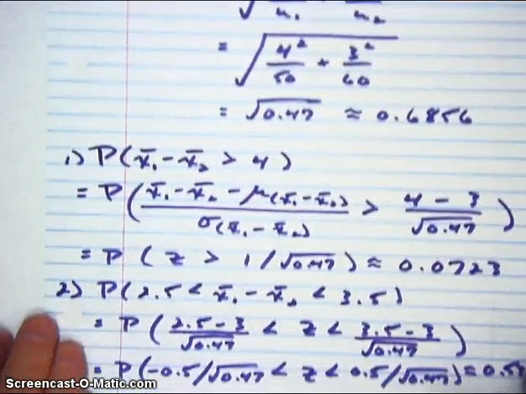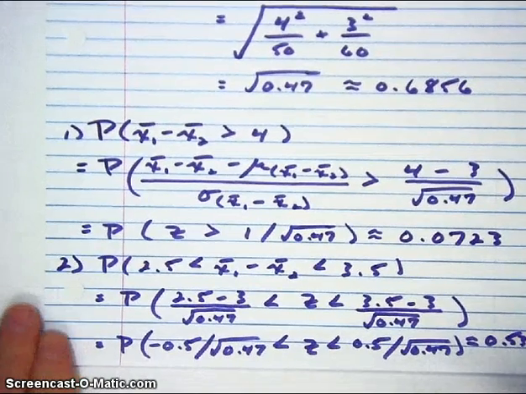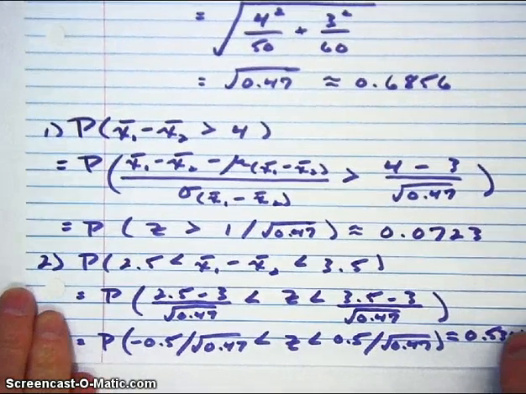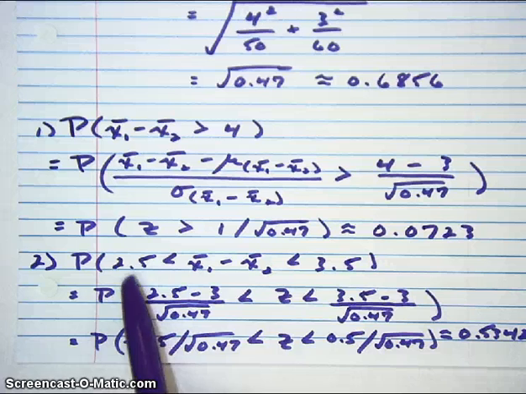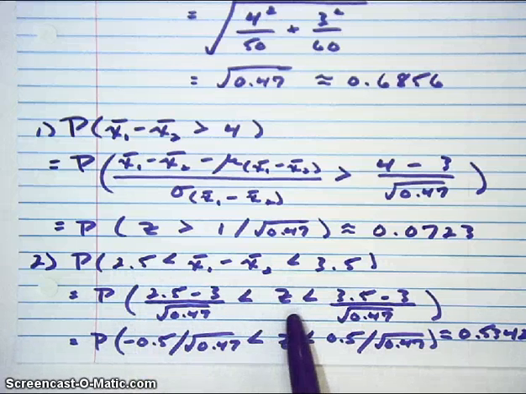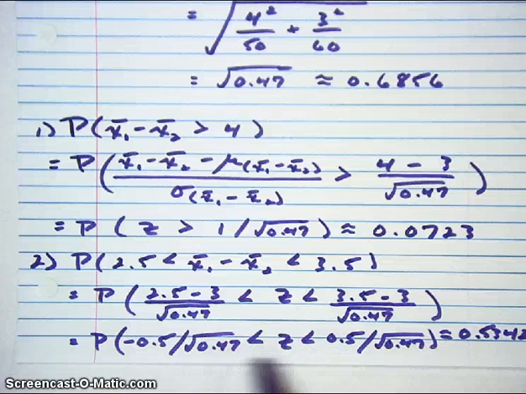If you want to find the probability that the difference in the sample means is between, say, 2.5 and 3.5, you can do a standard normal calculation there. Standardize both ends. The middle will become a z, and when you standardize both ends and then put those into your calculator as the boundaries for normal CDF, left boundary, right boundary, you get about 0.5342. So you can do standard normal calculations with the sampling distribution.